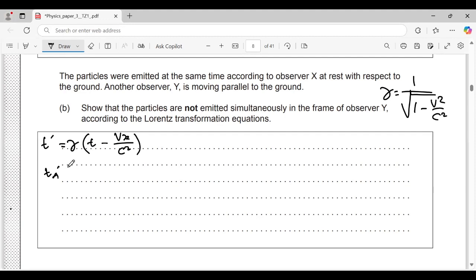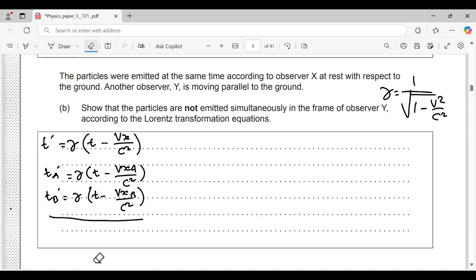This is for observer Y. t A prime is gamma times t minus v x A over c squared, and t B prime is gamma times t minus v x B over c squared. Now subtract t A prime and t B prime. I'm going to subtract right like this.